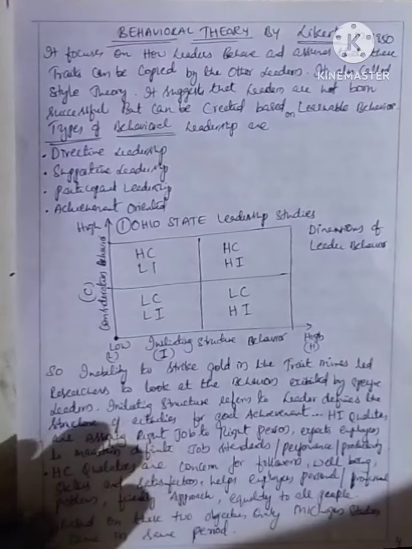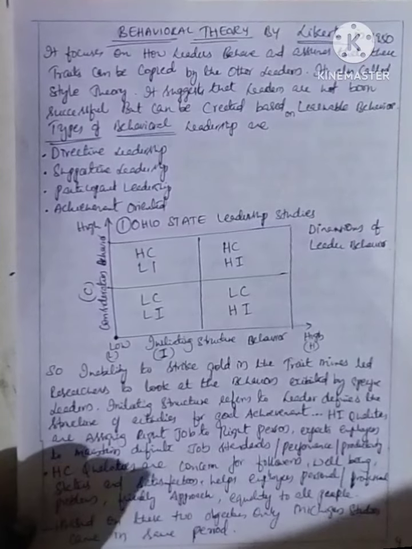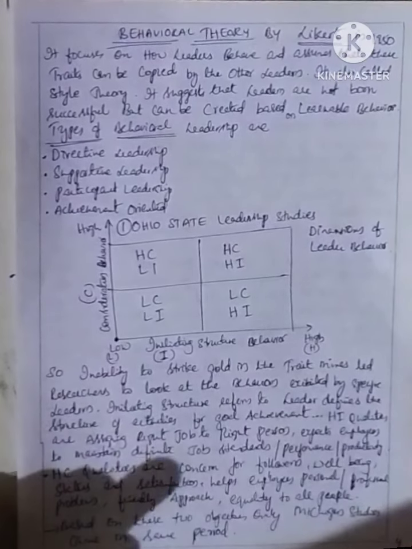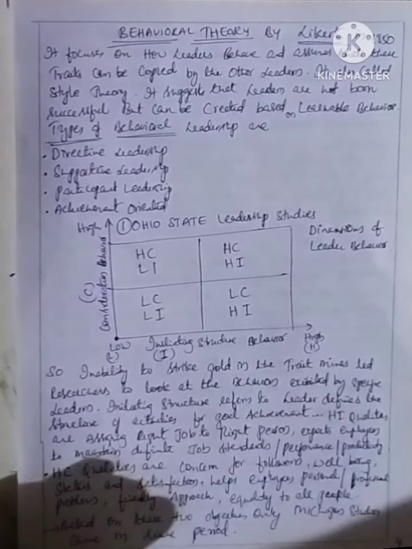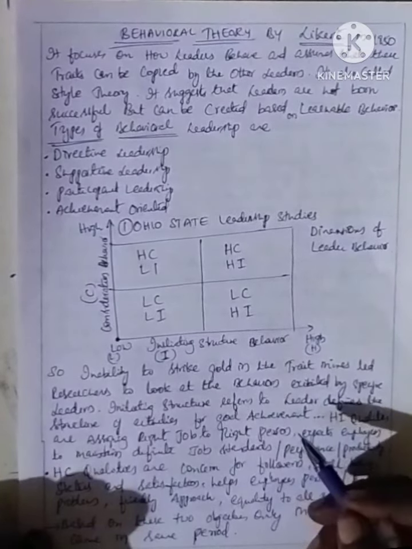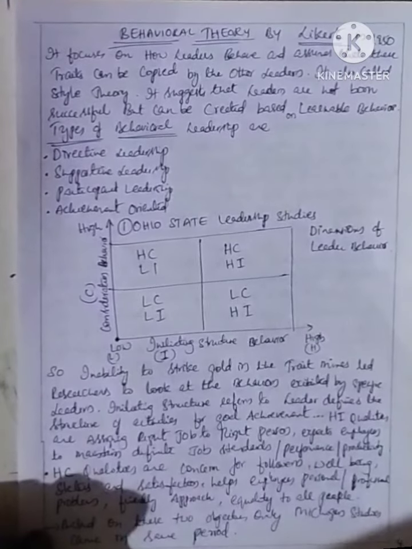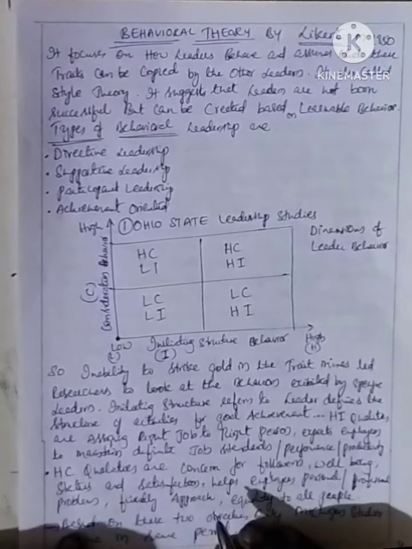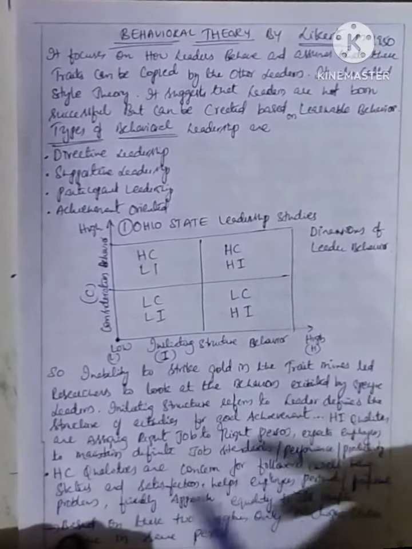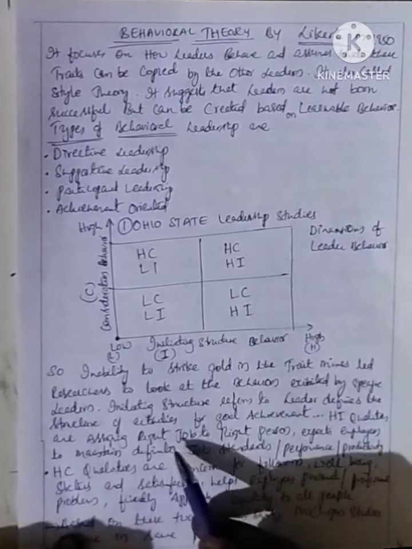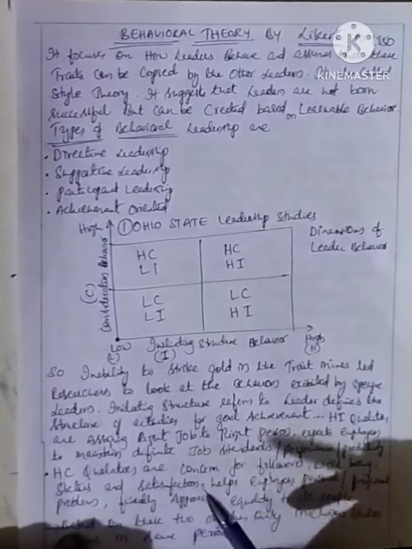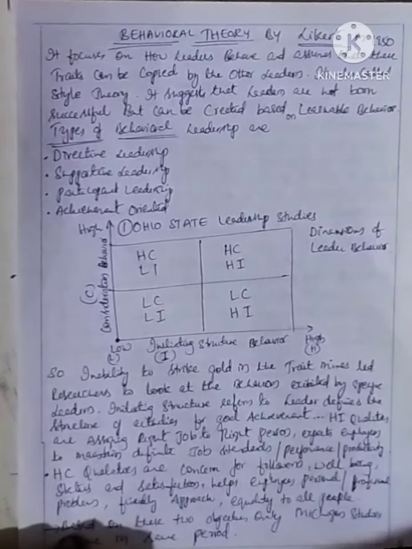The Ohio State Leadership Study says that there are two factors which decide leadership. They are consideration behavior and initiating structure behavior. So, the inability to strike gold in the right traits led researchers to look at the behavior exhibited by specific leaders. Initiating structure refers to the leader defining the structure of activities for goal achievement, and high initiating structure qualities are assigning the right job to the right person, and expecting employees to maintain definite job standards of performance or productivity.